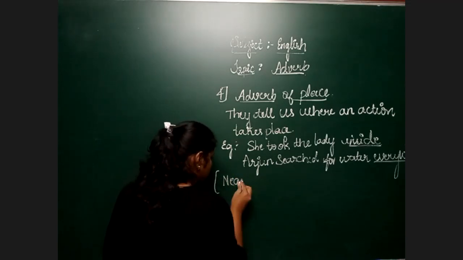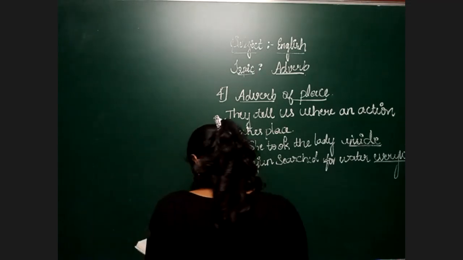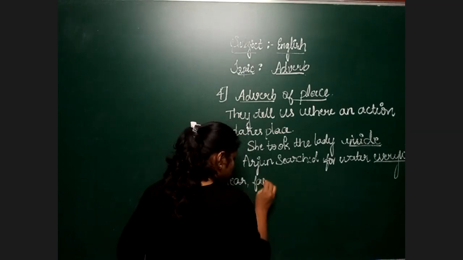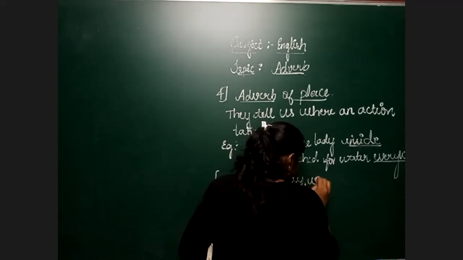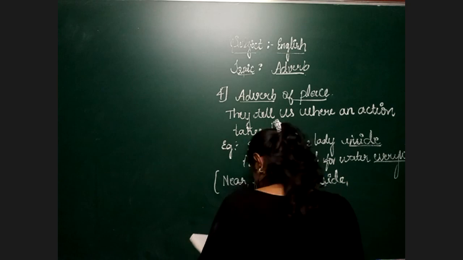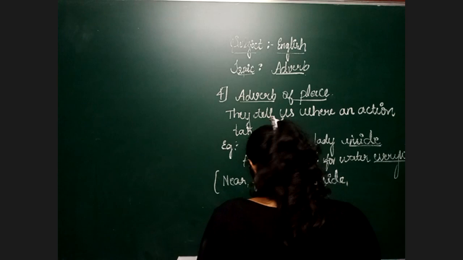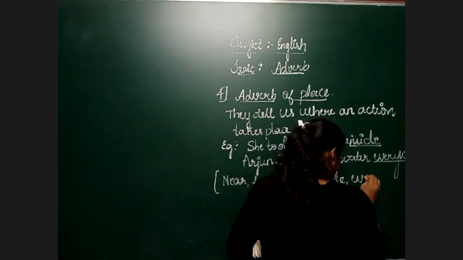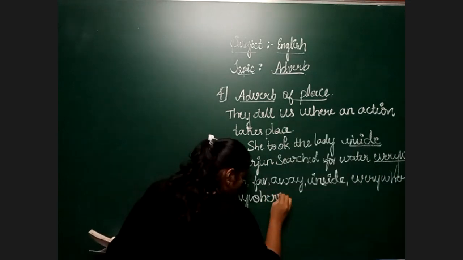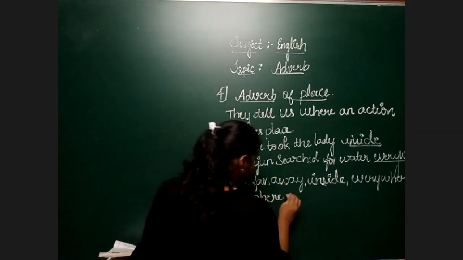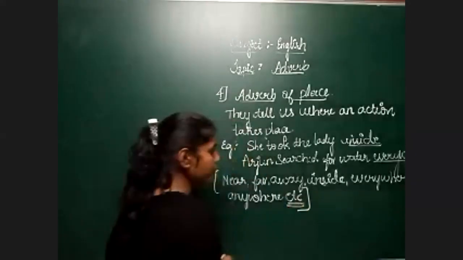near, far, away, inside, everywhere, and anywhere, etc. are used for adverbs of place. This is your fourth type.